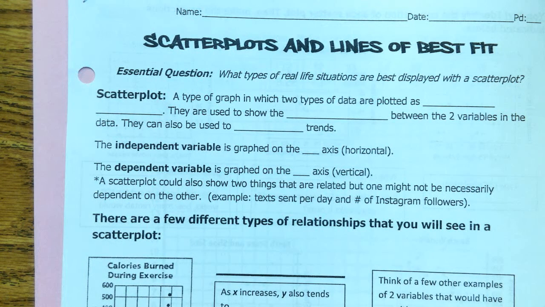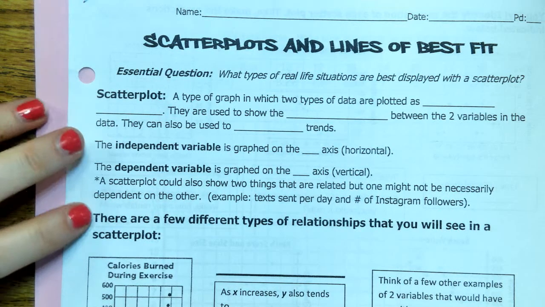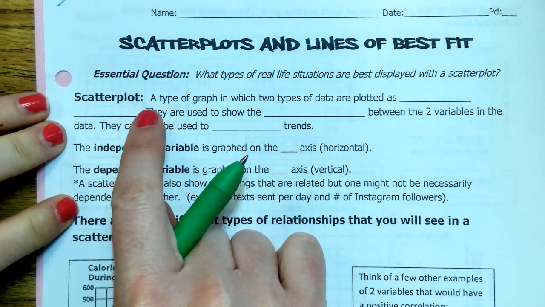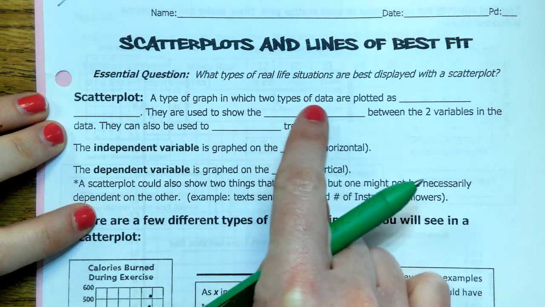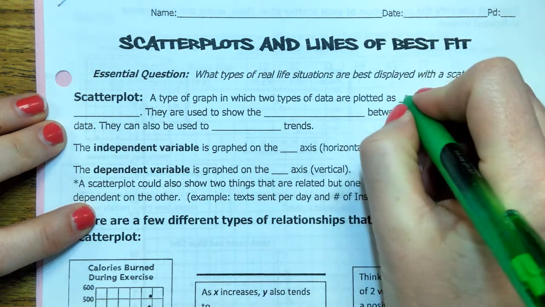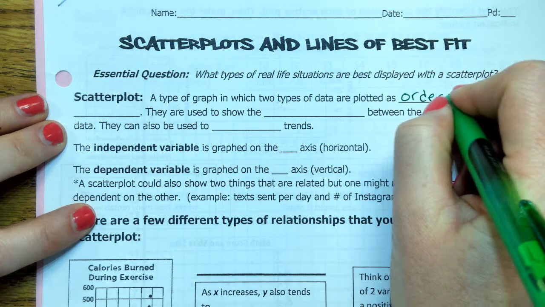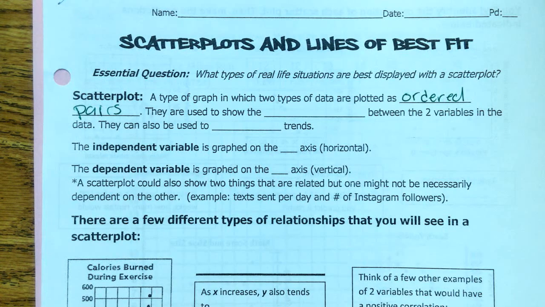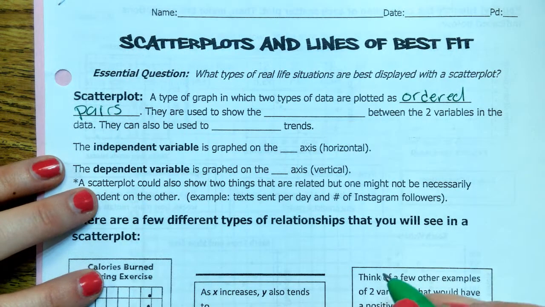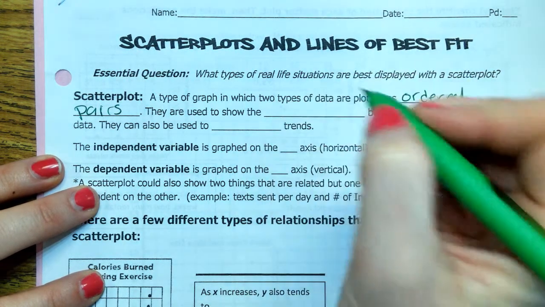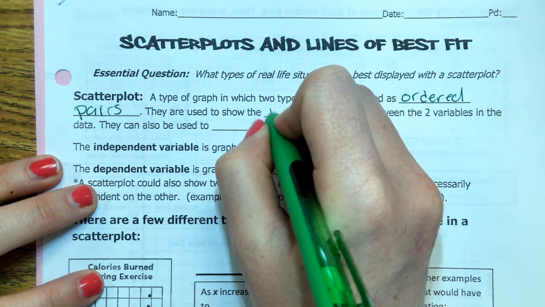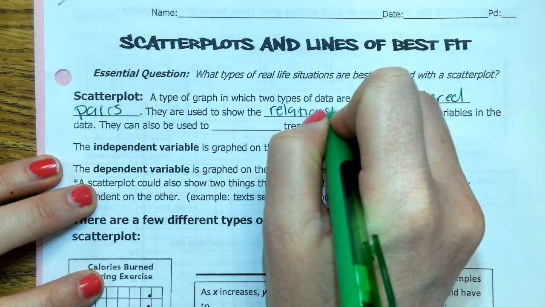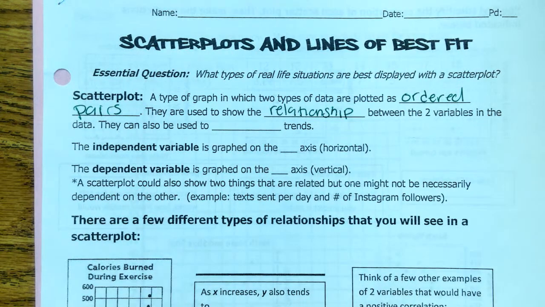Our essential question: what types of real-life situations are best displayed with a scatterplot? A scatterplot is a type of graph in which two types of data are plotted as ordered pairs. So we plot them on the XY grid, the coordinate plane. They're used to show the relationship between the two variables in the data.